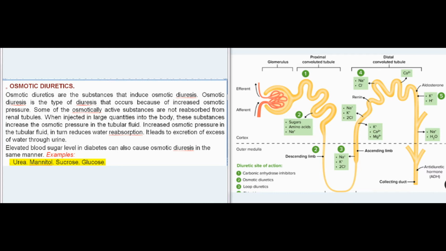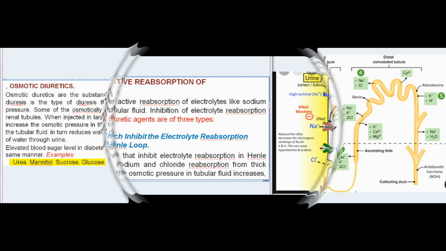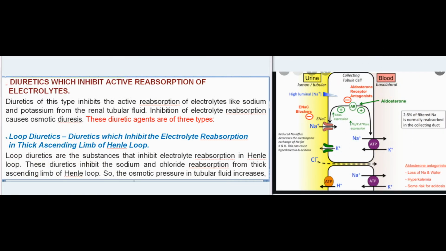Elevated blood sugar level in diabetes can also cause osmotic diuresis in the same manner. Examples: urea, mannitol, sucrose, glucose. Diuretics which inhibit active reabsorption of electrolytes. Diuretics of this type inhibit the active reabsorption of electrolytes like sodium and potassium from the renal tubular fluid. Inhibition of electrolyte reabsorption causes osmotic diuresis.